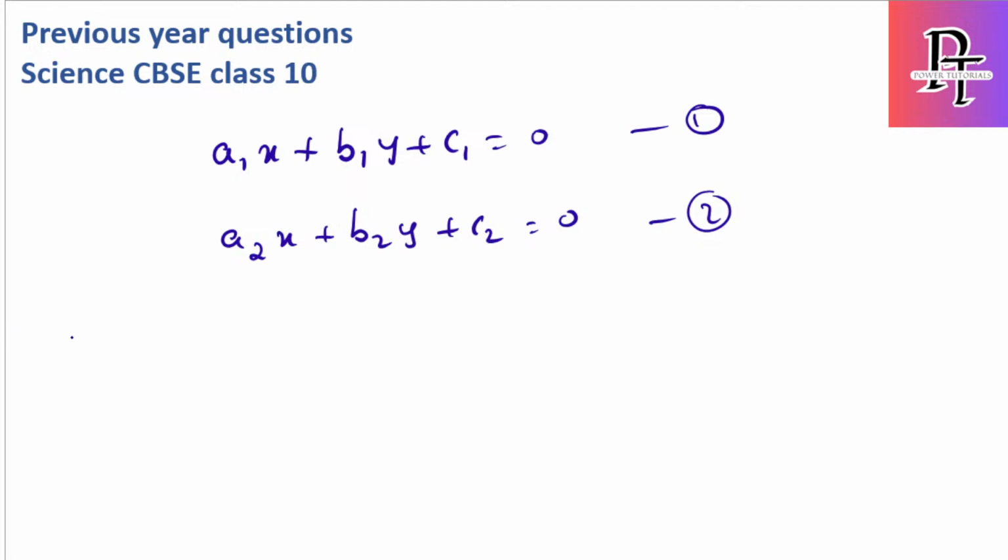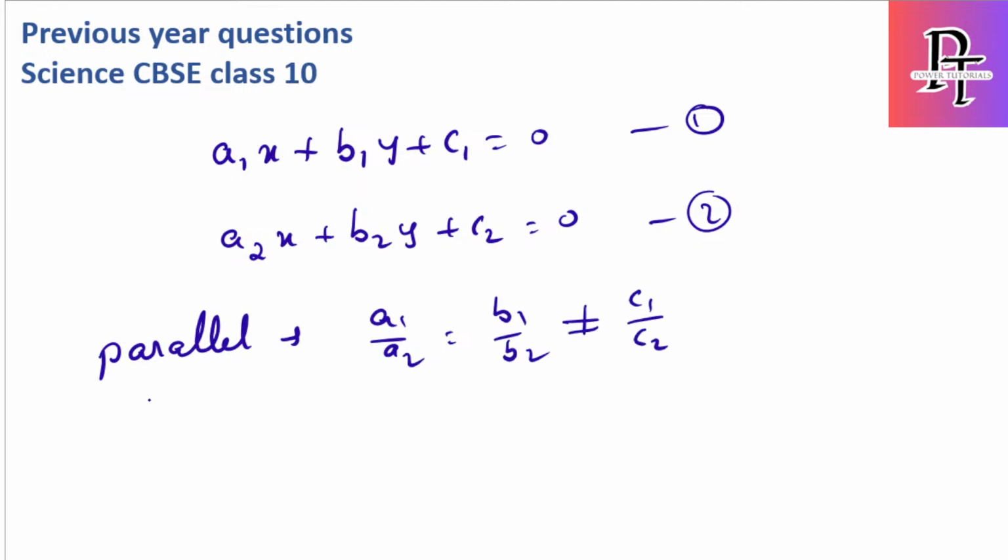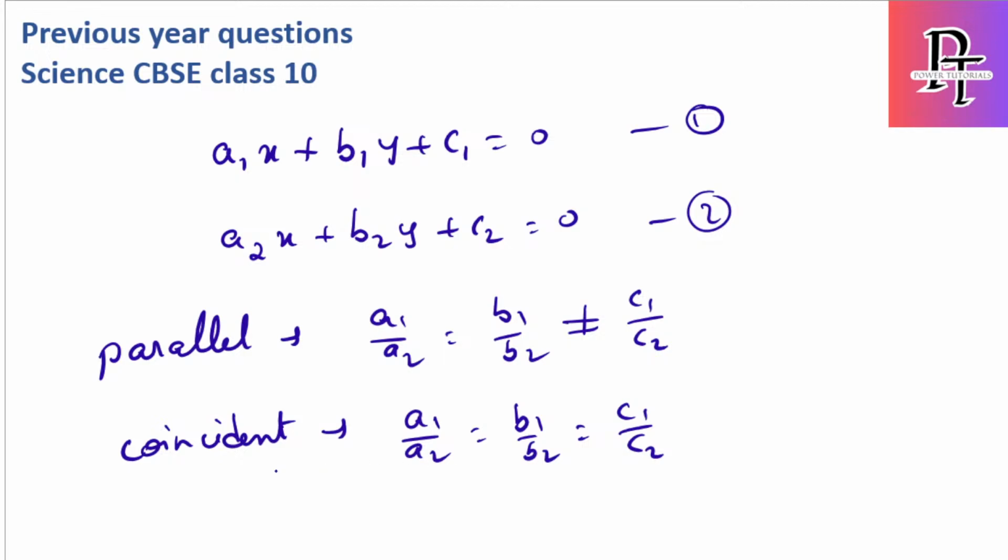For parallel, the condition is a1 by a2 equal to b1 by b2, and not equal to c1 by c2. Whereas for coincident, the meaning is both lines are exactly the same, on the same line. For that, a1 by a2 should be equal to b1 by b2, equal to c1 by c2. This is for coincident.